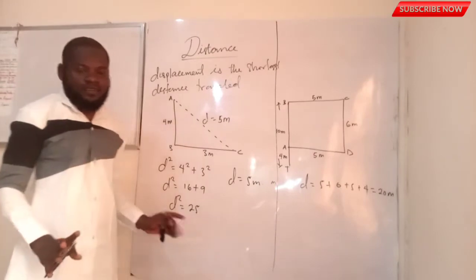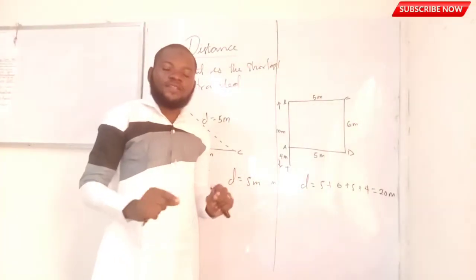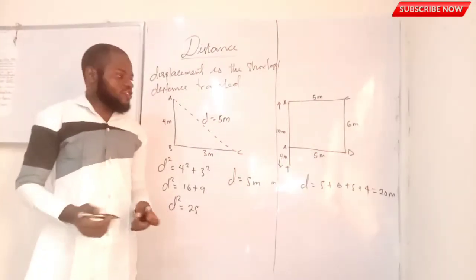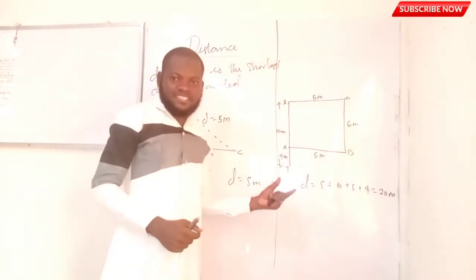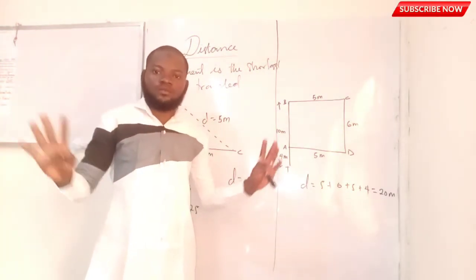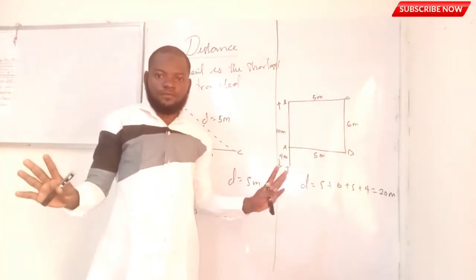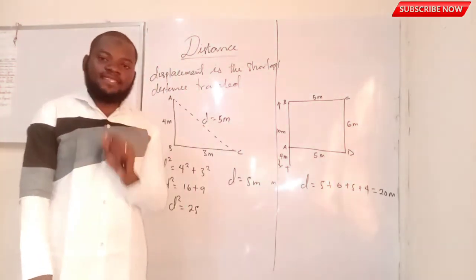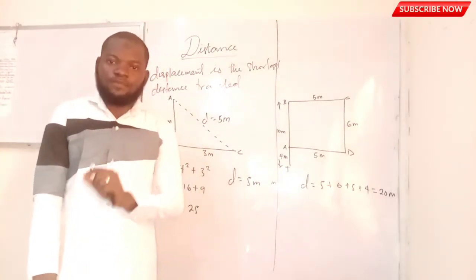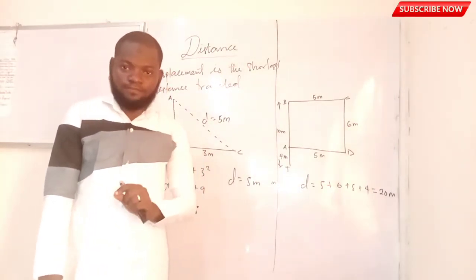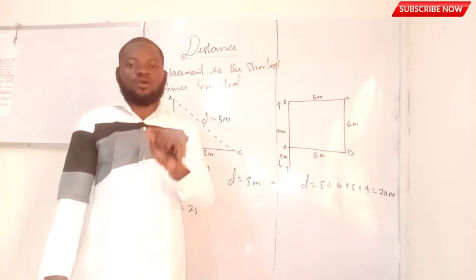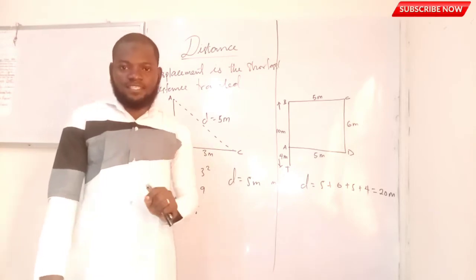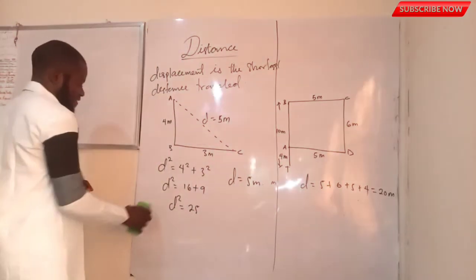The reason why I'm giving you this is that it's not in all cases that you are going to have it in the form of Pythagoras. You just check the shortest distance traveled. That is what we call displacement. Is that taken now? Now, I think we have understood distance and displacement now. Now, distance is a scalar quantity because it has only magnitude, no direction. Displacement is a vector quantity because it has both magnitude and direction. Is that taken now?